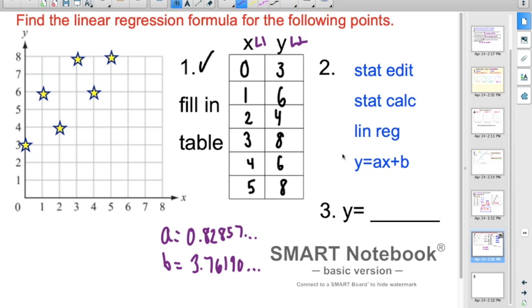So, for our linear regression in this case, it is going to look something like y equals 0.83. Let's round to the nearest hundredth. x plus 3.76.